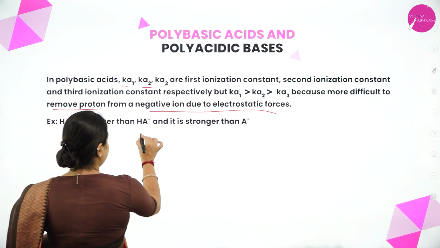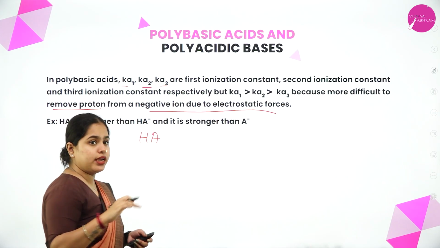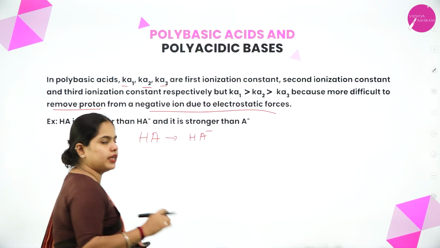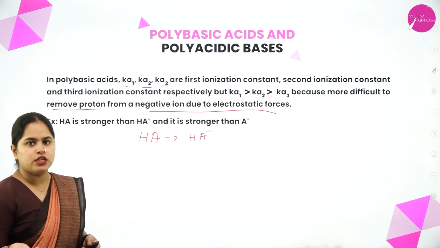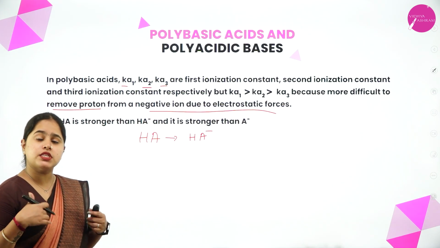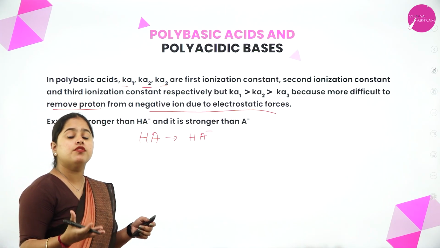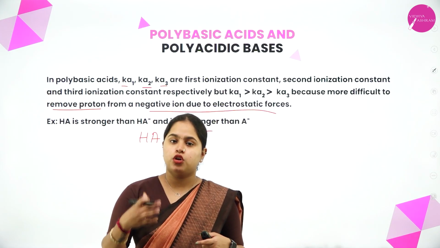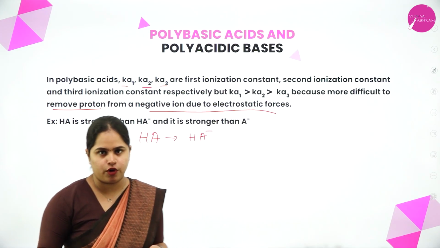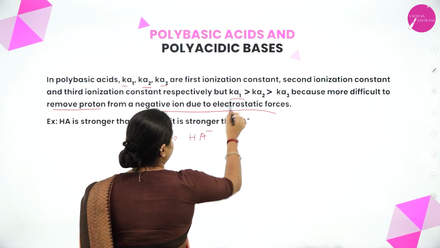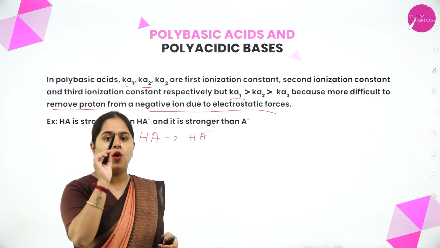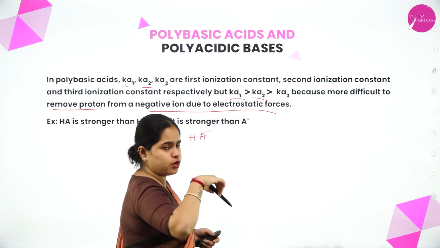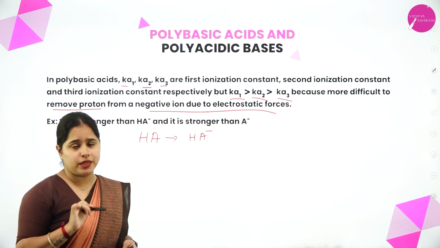Yes. So for example, if you are taking HA, it is donating one H plus ion means it becomes HA minus, right? It is donating its proton. So what happens in that case? It becomes a negatively charged ion, and because of the electrostatic force of attraction, what happens? It becomes more difficult to remove another H plus ion from it. Hence, Ka1, the first ionization constant, means first H plus ion is removed. Ka2 means second H plus ion is removed and Ka3 means third H plus ion is removed.